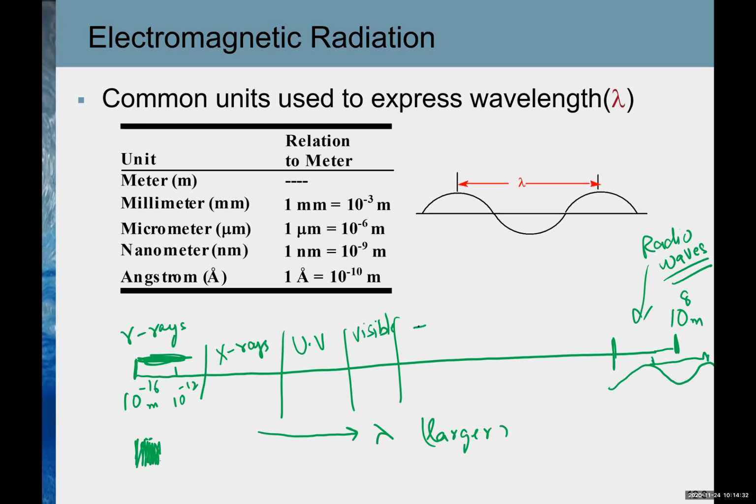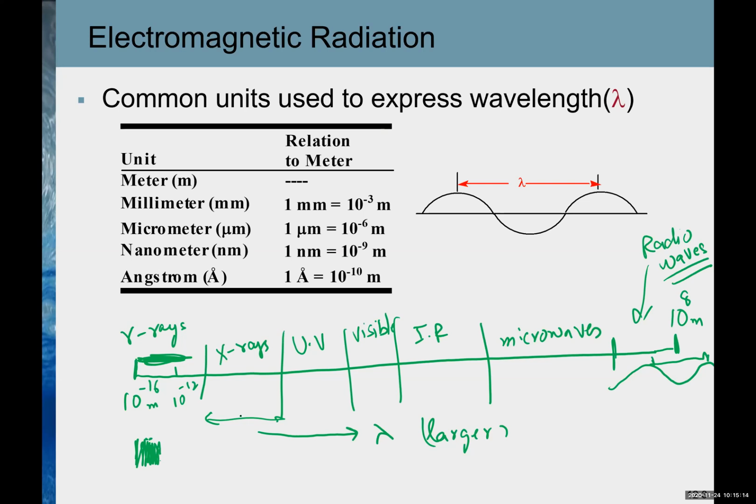After visible, we have infrared. After infrared, we have microwaves. And then we have radio waves. The gap is not correctly in order. I mean, the values of this distance, the wavelength, are not correct, but the order is correct. So the shortest wavelength is found in gamma rays, and the largest wavelength is found in radio waves. Okay. So that is the order of wavelength.